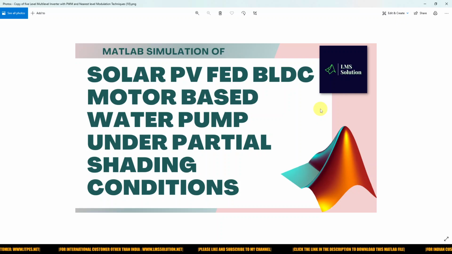Today we are going to see about solar PV fed BLDC motor based water pump under partial shading condition.